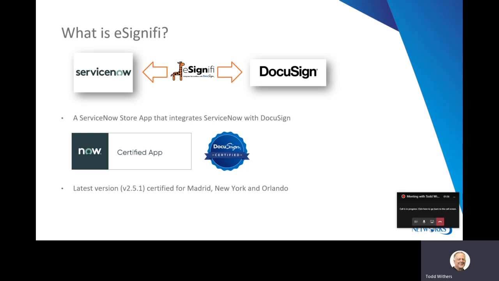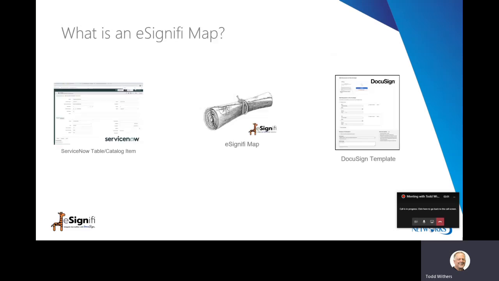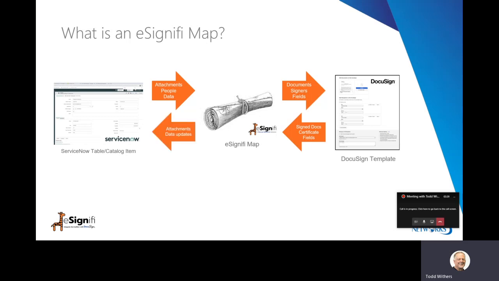It is, as I said, a ServiceNow Store app. It's certified by both companies currently for Madrid, New York, and Orlando. One of the key concepts with eSignifi is what's called an eSignifi map, and it really controls the flow of data between ServiceNow and DocuSign. So it takes attachments, people, data fields out of ServiceNow and pushes them into DocuSign as documents, signers, and fields. And then once the document is signed, it brings those elements back, the signed documents, the certificate, and data field updates, and pushes those back into ServiceNow. In the demo, we're going to see one of these in action.